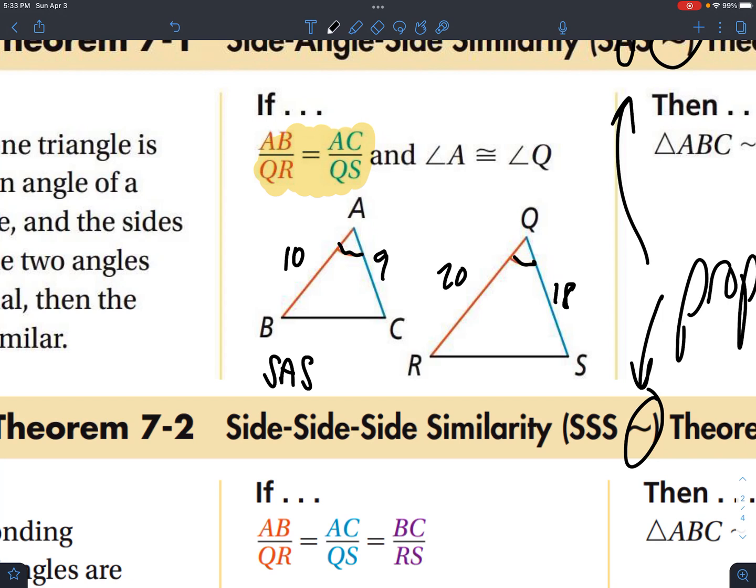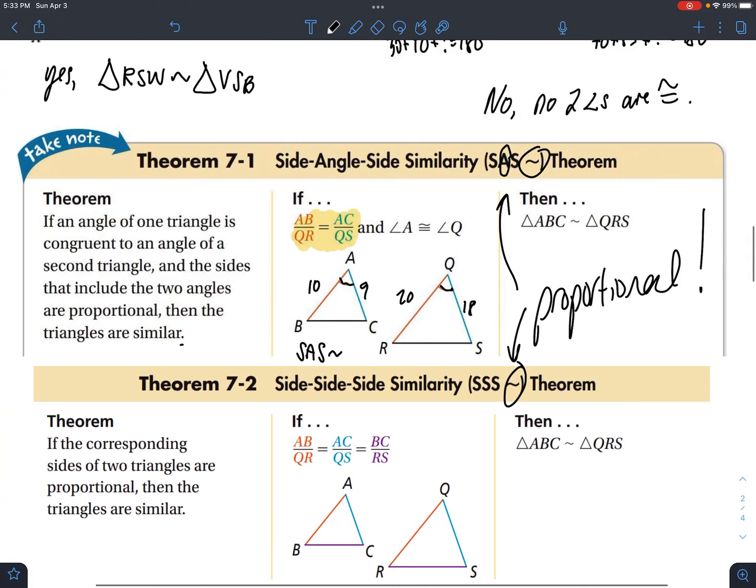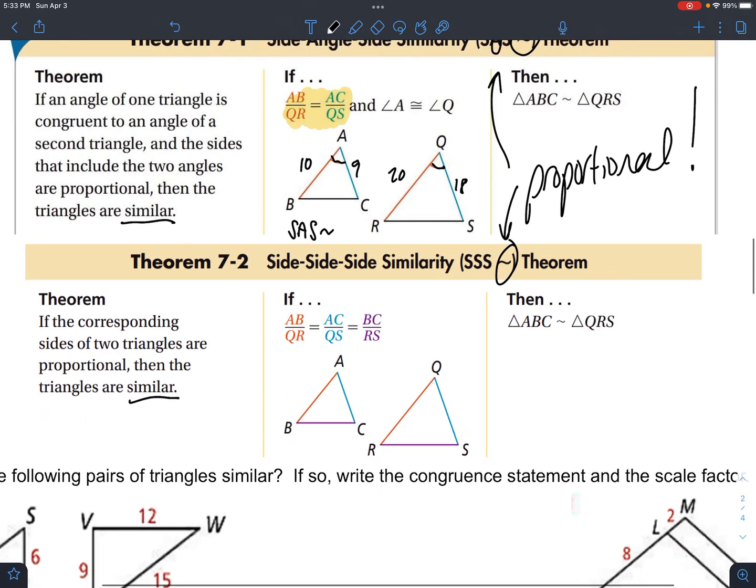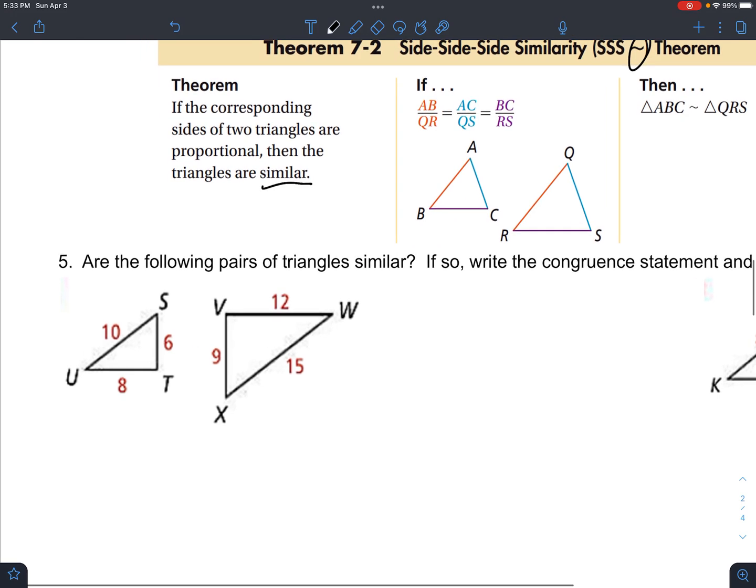So I would not say SAS because that's not true, right? They aren't congruent. But if you put a little tilde at the end, it means that they're proportional sides, and that's enough to show that the triangles are similar. So these are different theorems than before. So let's practice this then.